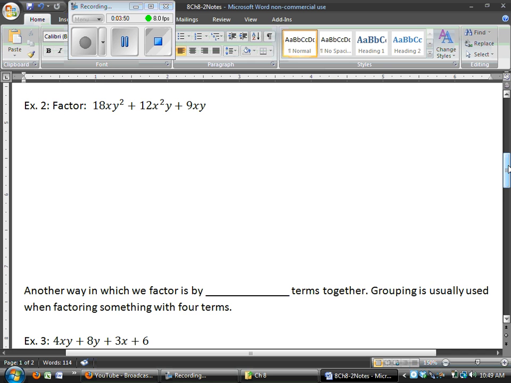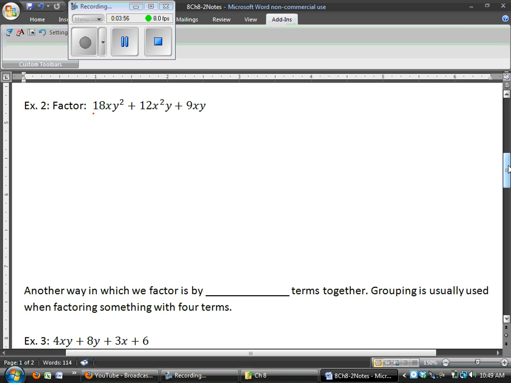18xy squared plus 12x squared y plus 9xy. So the first thing we're going to do is take a look at our numbers, 18, 12, and 9. The greatest common factor amongst all of those is 3, so I know I'm going to pull a 3 out. Then if I look at my x's, I have an x, I have an x squared, and I have an x. The smallest exponent is 1 for the first, so that's what I pull out. If I look at the y's, I have a y squared, a y, and a y. Again, the smallest exponent is 1, so I can pull out just a y to the first.